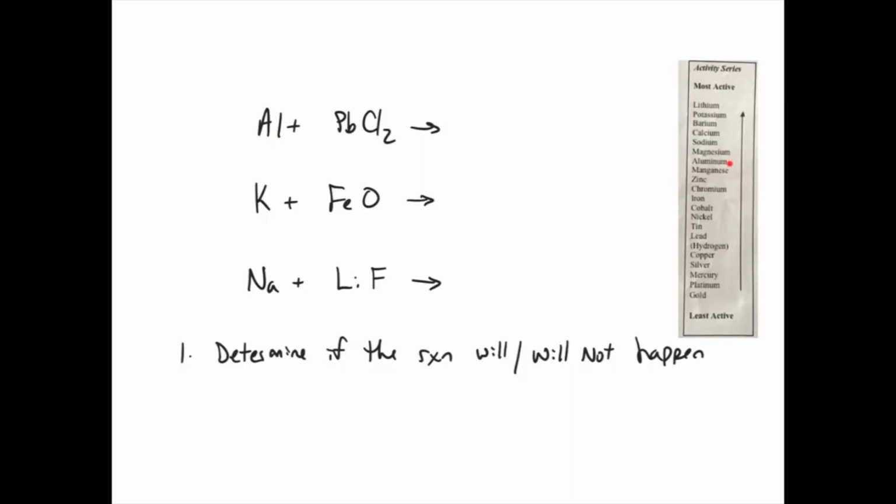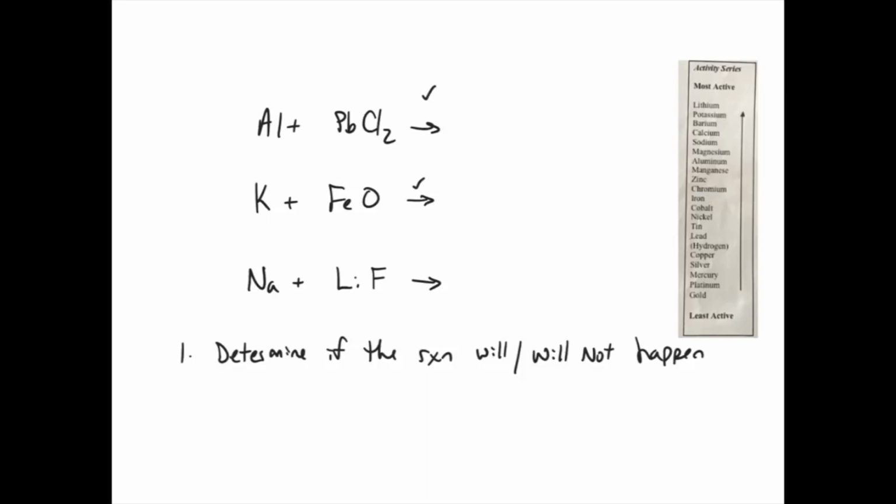Now the first one, aluminum's here and lead is down here, so this reaction will happen. And so I'm going to put this on the back burner. I'm just going to quickly say, yeah, this reaction will happen. I'm going to check the next one, and I'm just going to look for the ones that are no reactions. And so my next one, potassium with iron. So I find potassium, which is pretty high up on the list. Iron is pretty low on the list, down here, kind of in the middle. So this reaction, again, will happen.